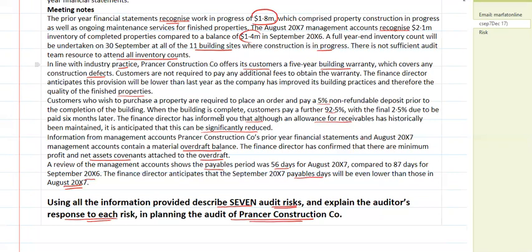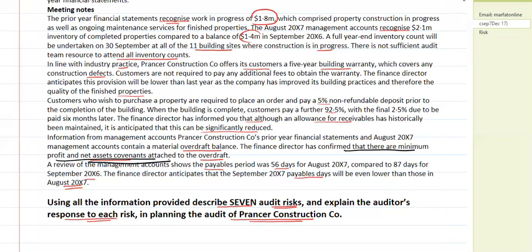Then they have the overdraft balance. There are minimum covenants of the profit attached. You see this line, the finance director confirmed that there are minimum profit and net assets covenants. That is why possibly they are reducing the allowance, because in order to keep the loan, they have to maintain the profit targets. So there is a risk that they may manipulate the profits in order to maintain the covenants.